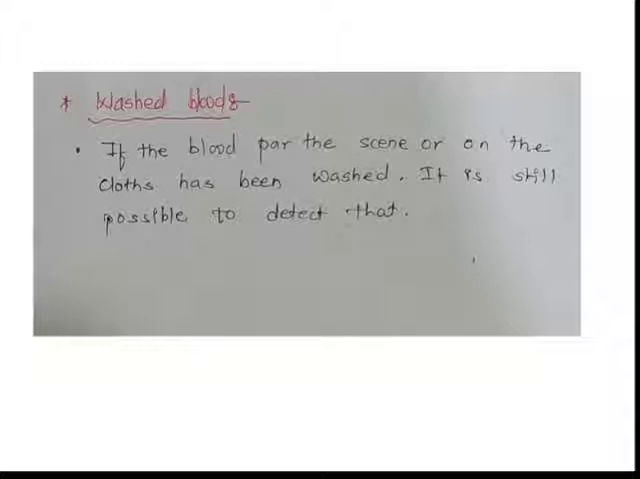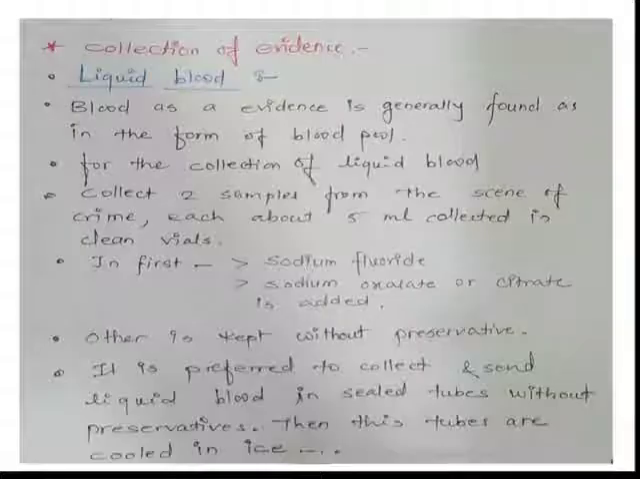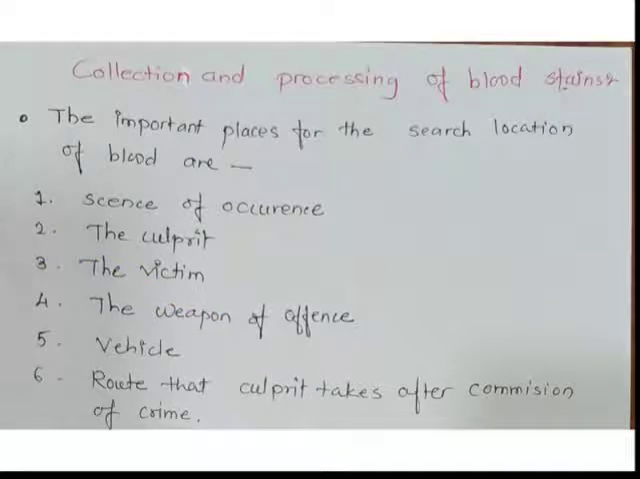And the last one is washed blood. If the blood at the scene or on the clothes has been washed, it is still possible to detect it. Means when the blood obtained at the scene has been washed, either clothes were washed or the surface was washed, we can still find the blood traces there. So this is all about the collection and processing of blood stains.